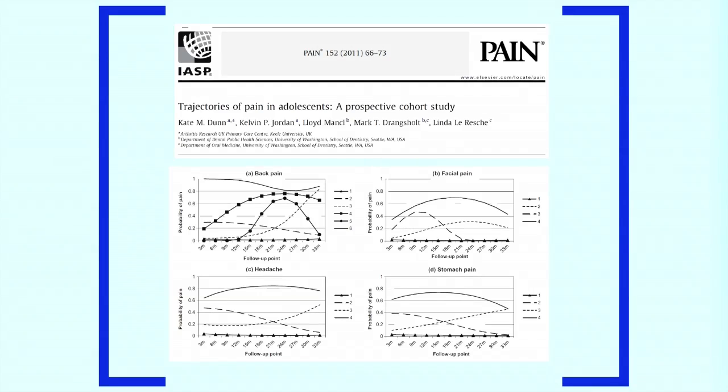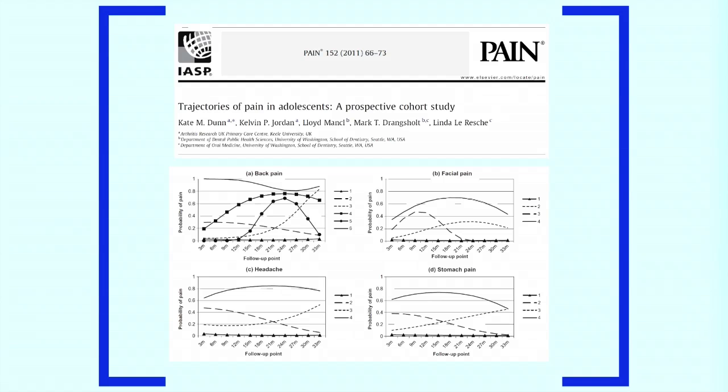While I was there, I also took the opportunity to collaborate with colleagues at the University of Washington. And they had a large cohort study of adolescents that they'd collected data on. And I was able to, again with statistical colleagues, find trajectories of pain within those groups. And if you look at the graph at the top left, that's the graph of back pain. And you can see, whereas the lines in the graphs of adults looked fairly flat, the lines in the graphs of adolescents actually look all over the place, and you can really see patterns of change there.